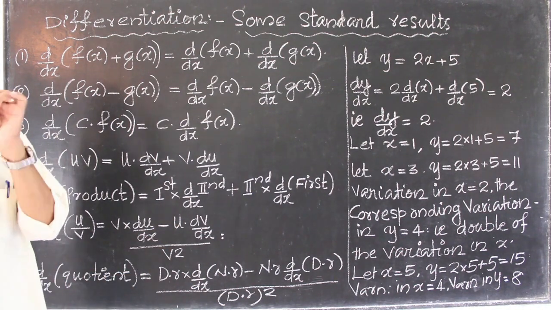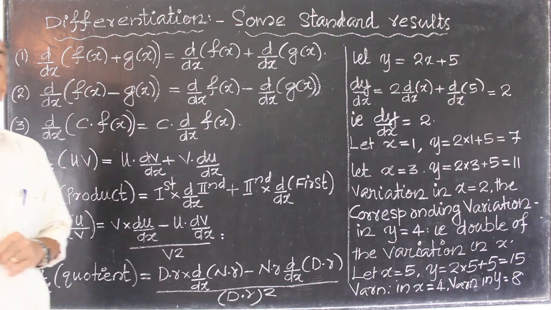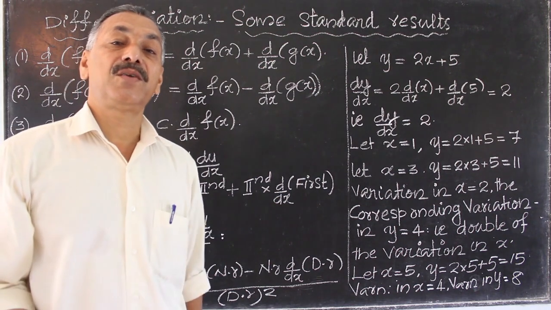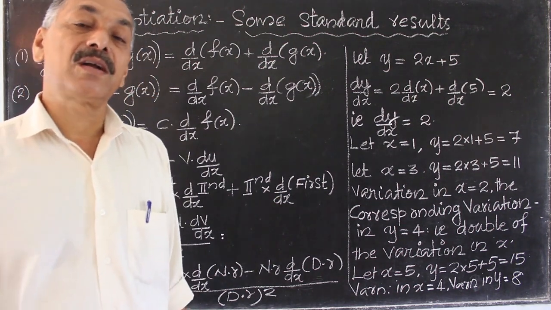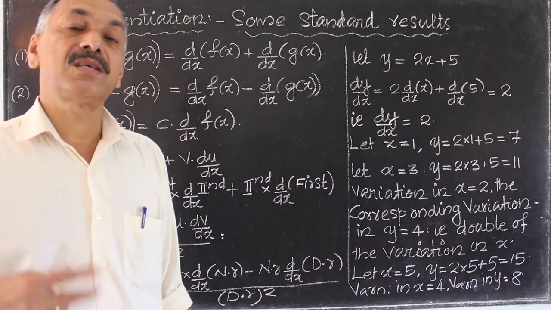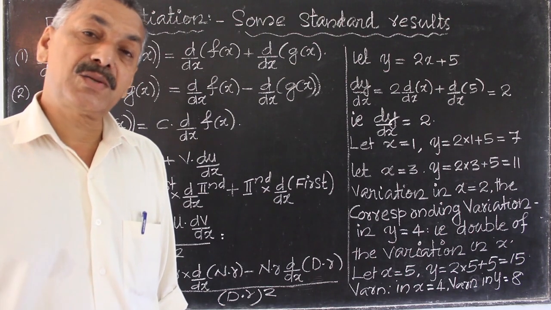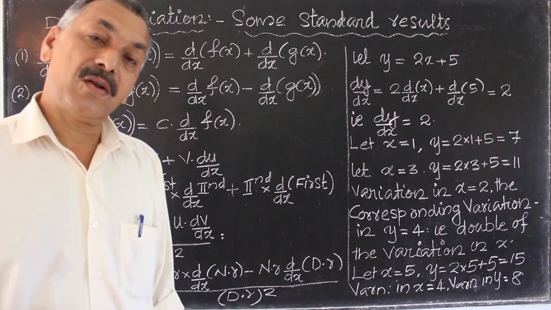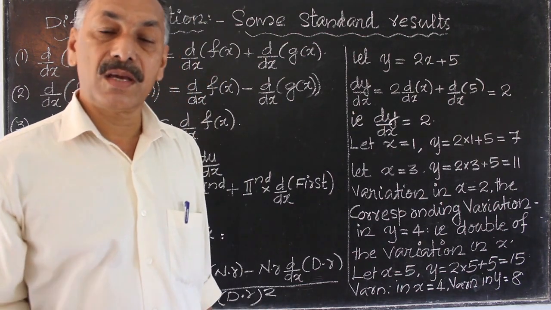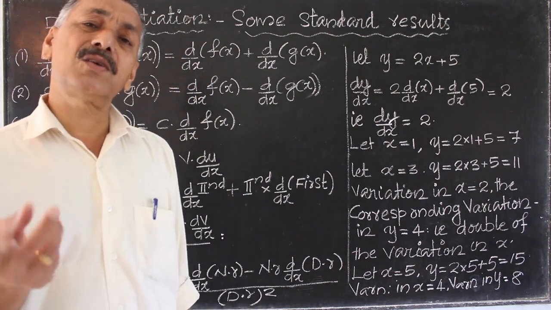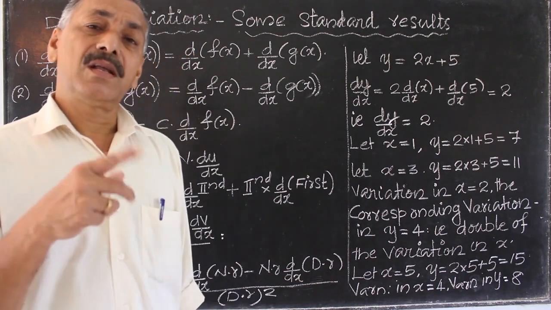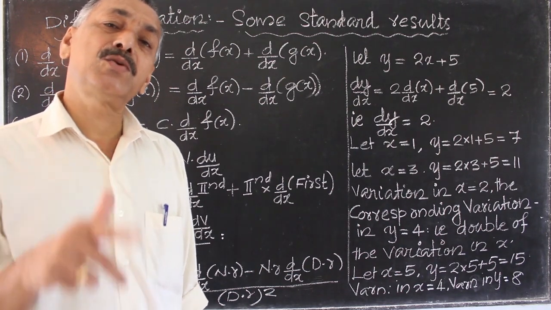And there are three results. Derivative of standard results, derivative of x. Derivative of x is equal to 1. Derivative of x square is equal to 2x. Derivative of x raised to n is equal to nx raised to n minus 1. Derivative of e raised to x is equal to e raised to x. Derivative of log x is equal to 1 by x. Derivative of a raised to x is equal to a raised to x into log a. Derivative of root x is equal to 1 by 2 root x. Derivative of 1 by x is equal to minus 1 by x square. Derivative of 1 by x square is equal to minus 2 by x cube.